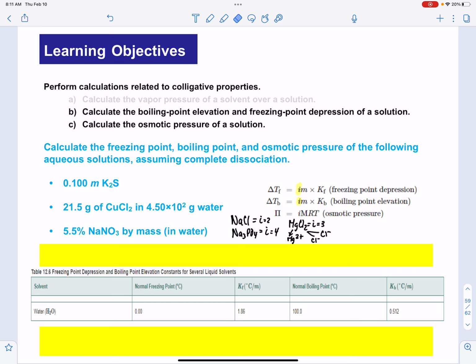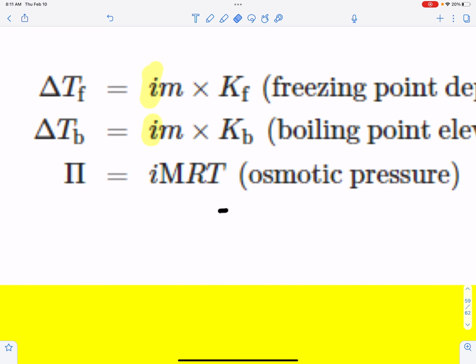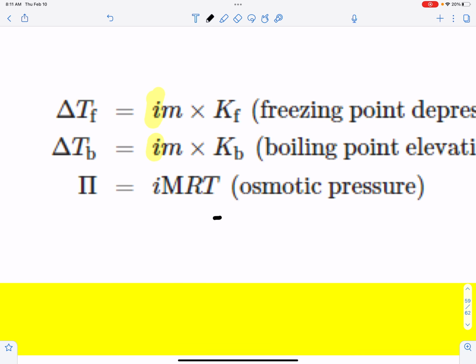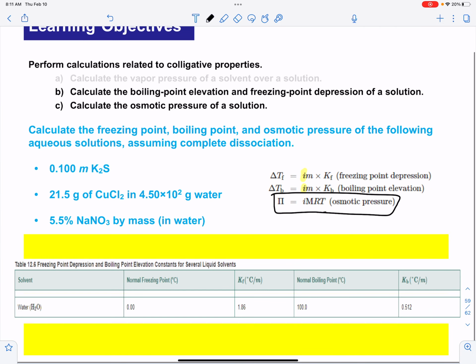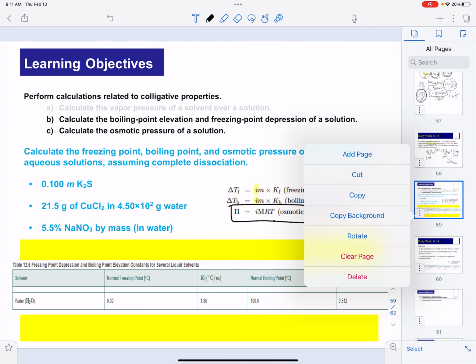Before we leave boiling point elevation and freezing point depression behind, there's another colligative property that is super important, and that's going to be osmotic pressure. So let's make sure we understand what osmotic pressure is before we go any further. So what is osmotic pressure?